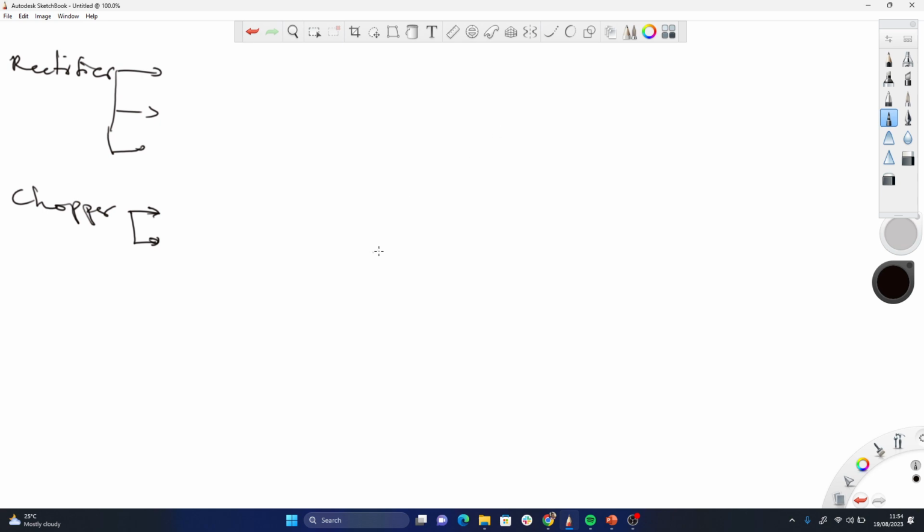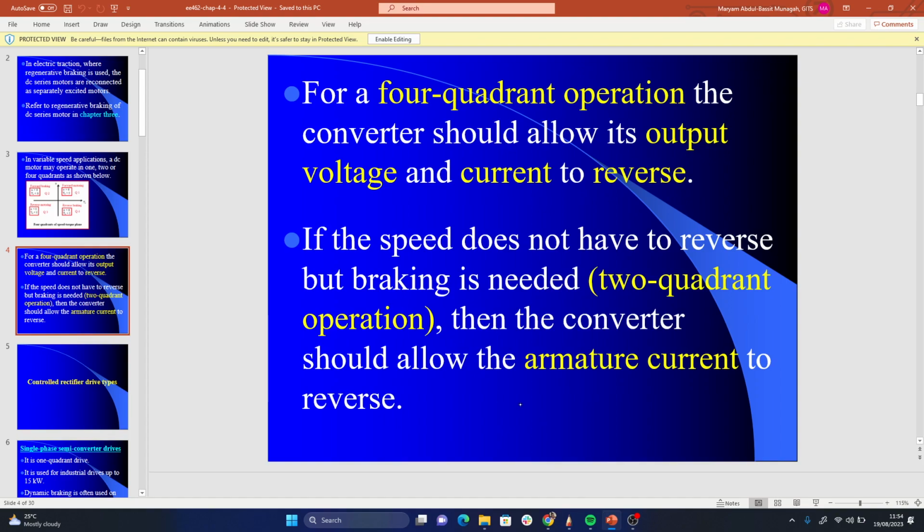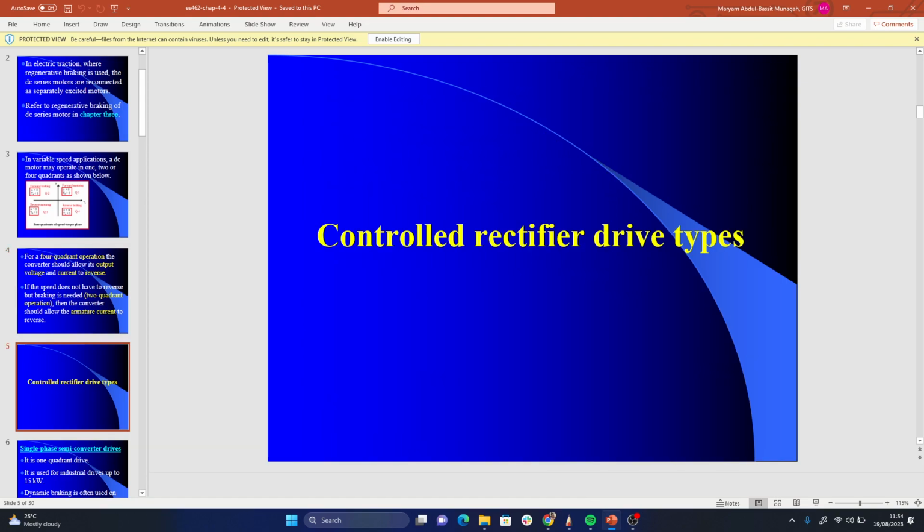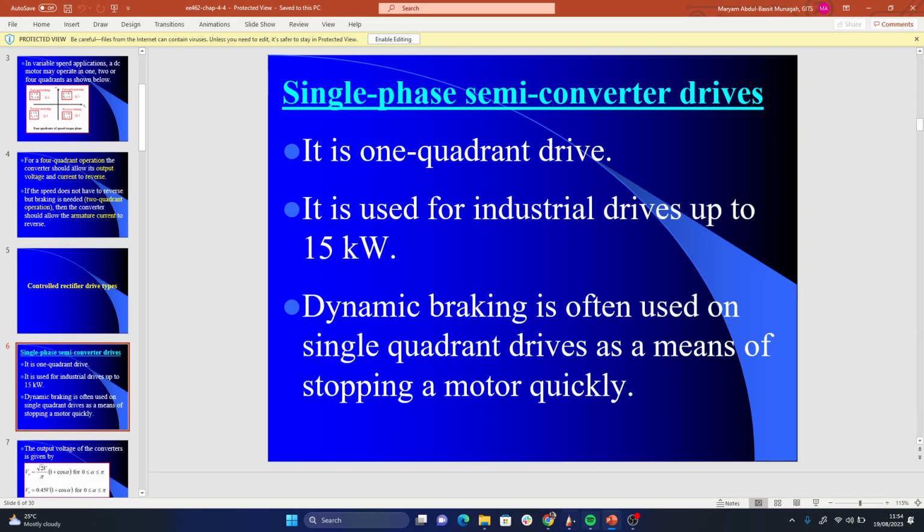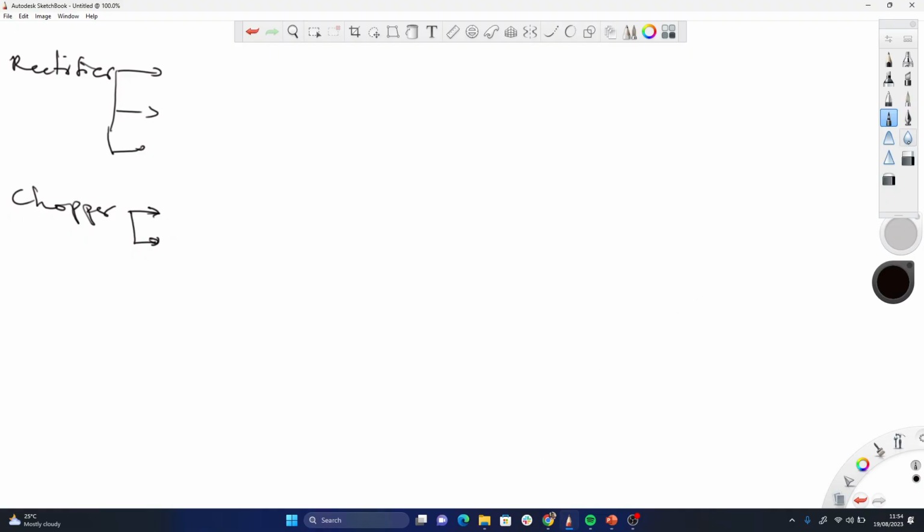Alright, so now let's take the rectifier controlled speed drive. Controlled rectifier drive types. The first type we'll look at is the single phase. Over here it's not difficult. What you must know is how the circuit runs and the formula. That's all we are doing.